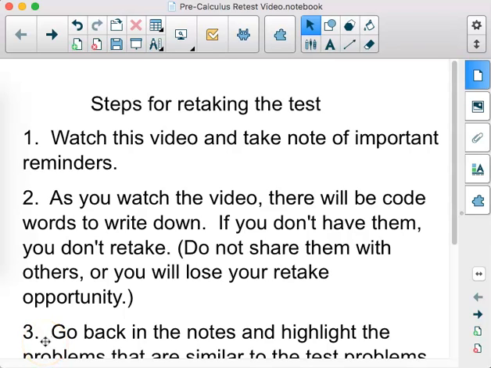I have a video here to help everyone, including the distance learners, that would be eligible for a retake on this test. There are a lot of issues here. The biggest one seems to be that people are not listening to the notes. So you have to listen to the notes in order to catch everything.